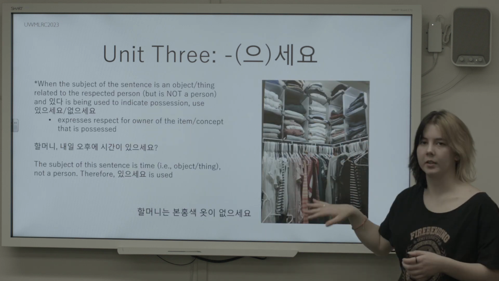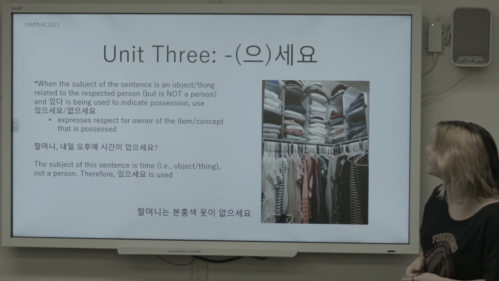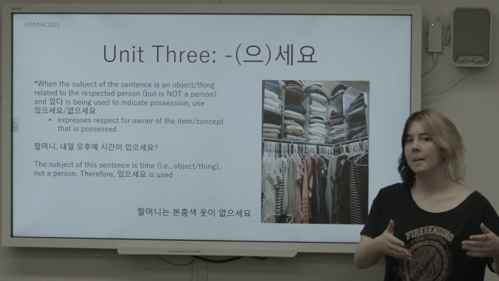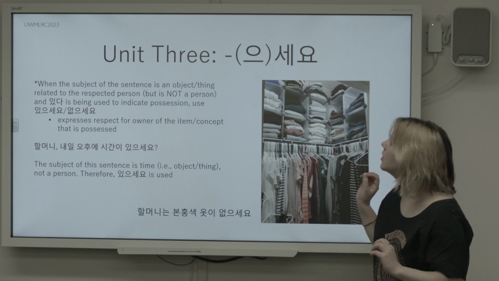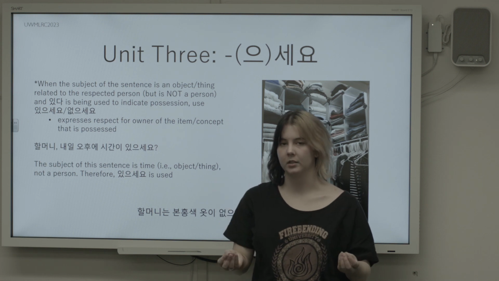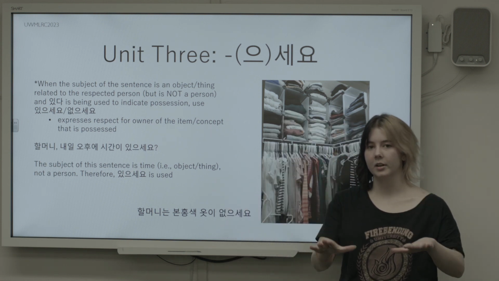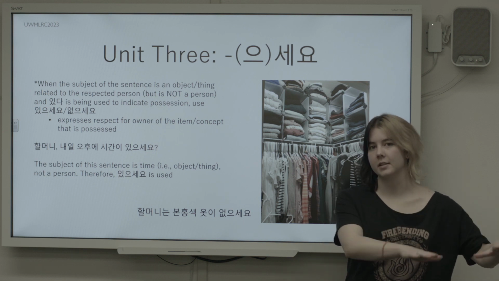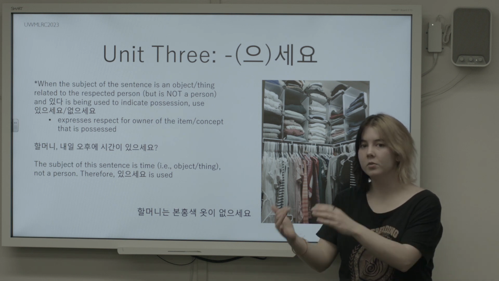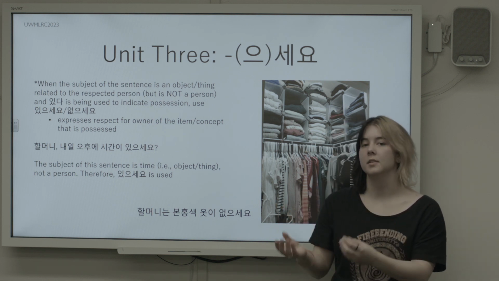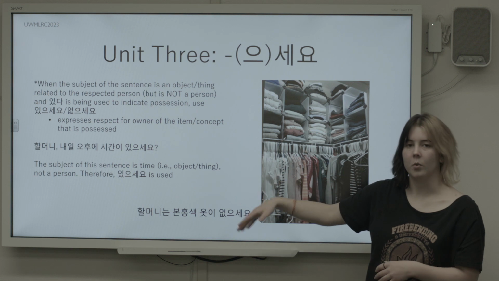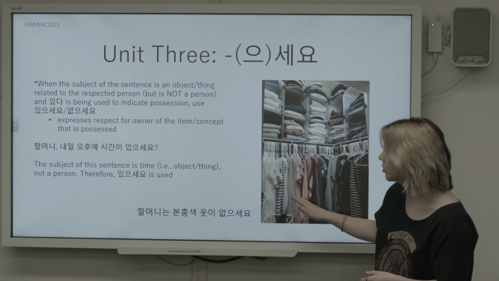This elaborates a little bit more on the 있다 없다 situation. When the subject of the sentence is an object or thing related to the respected person, but is not the person themselves, you can use 있으세요 or 없으세요. This is when you are indicating possession. So if you're saying that your grandfather is in a place, you'll use 계세요. But if you're using 있다 in the sense that your grandfather owns something, like a nice watch, you can use 있으세요. And this expresses respect for the owner of the item or the concept that they possess. So you're still showing respect.